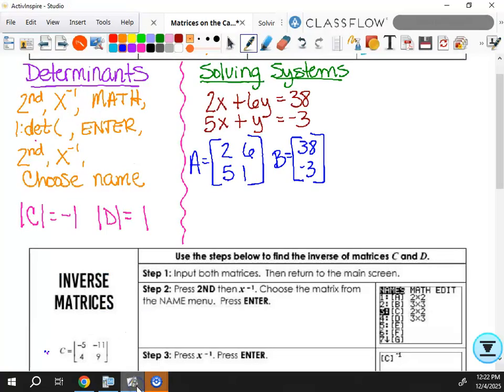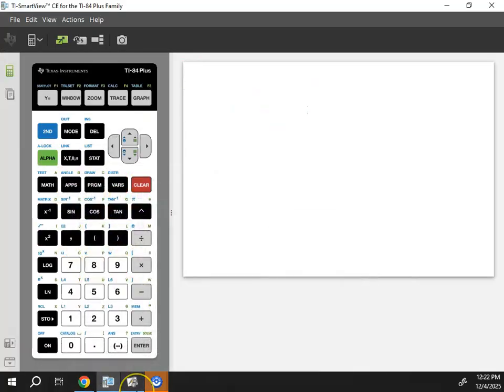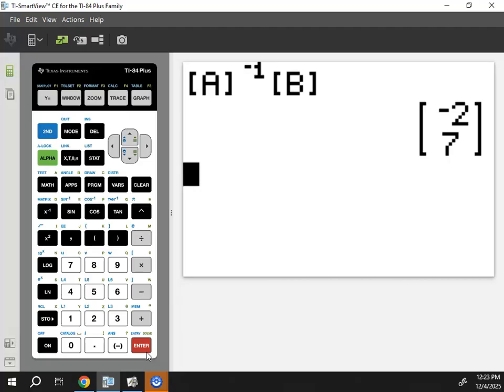And what I want to do here, my x is going to be equal to A inverse times B. So that's what I want to make happen over here. So if I want matrix A to pop up here, I just do second matrix, choose A. But I want the inverse of A. So this x to the negative 1 key, we keep hitting second before it. If I don't hit second, it makes it inverse. And then second matrix B. So now I have pretty much exactly what I wrote. You hit enter. There's your solution.